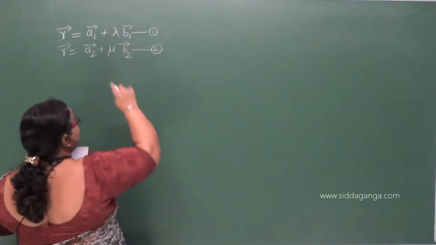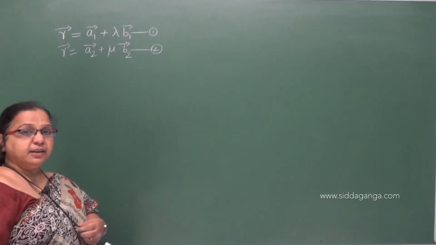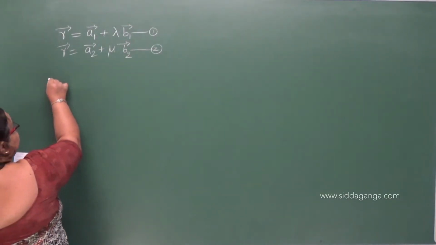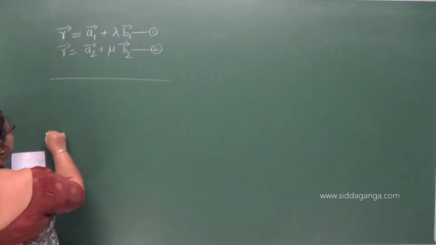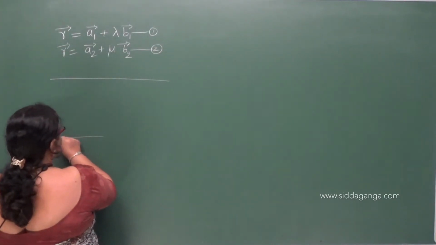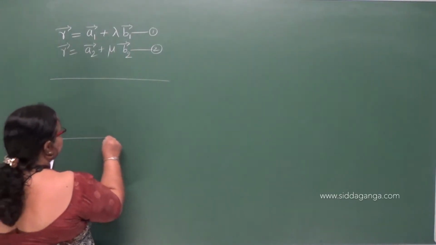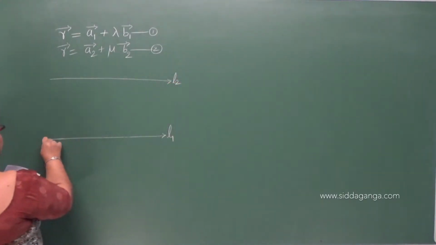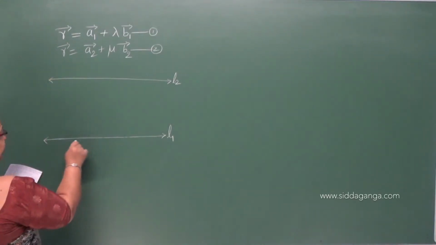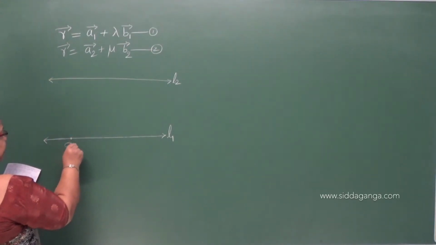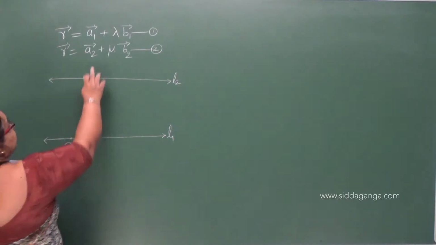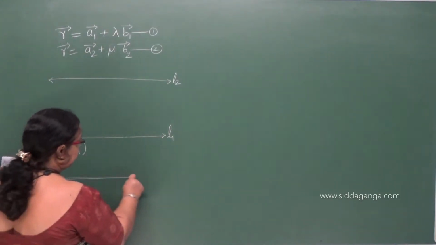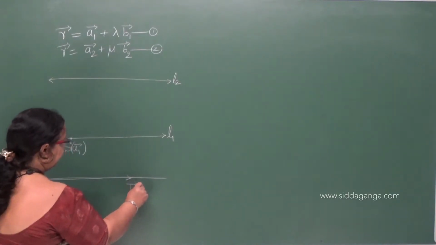For skew lines the vectors are different. Two skew lines mean they don't intersect. So now this is L1 line and this is L2 line. Now let the line L1 pass through the point S, whose position vector is A1 vector and parallel to B1. And this is parallel to vector B1.